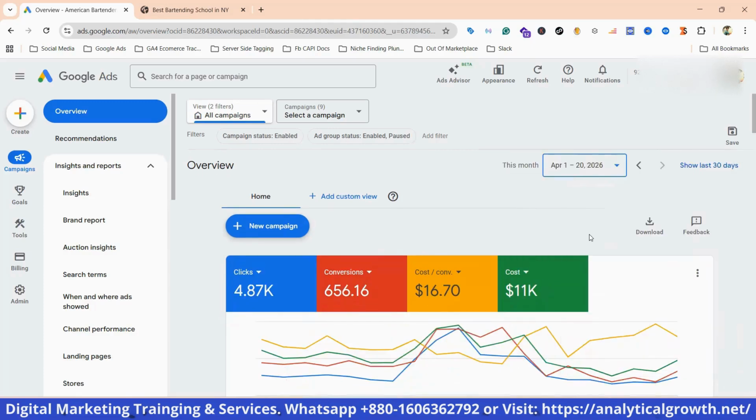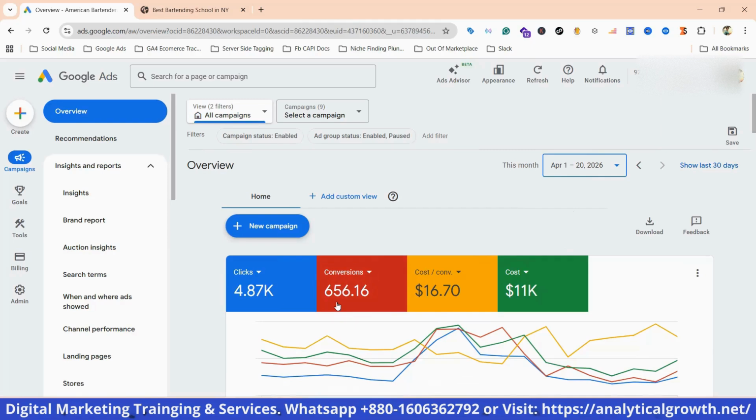And let's see this month's data. So we are in month 5, and today is the 21st of April, and the cost per conversion has reduced from $19.20 to $16.70, and the conversion volume has also increased. We have 10 days left to end this month, so most probably we are going to achieve 1,000 conversions this month.